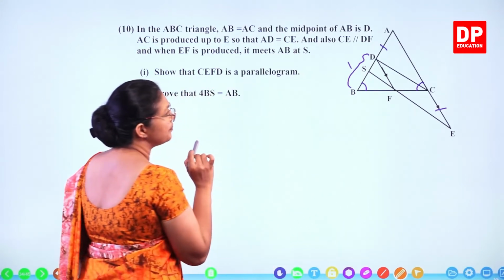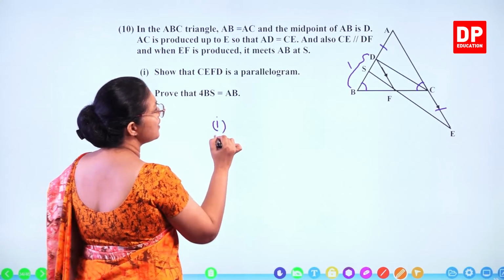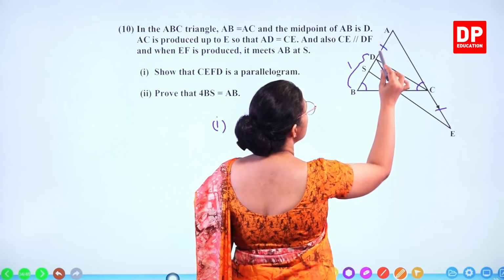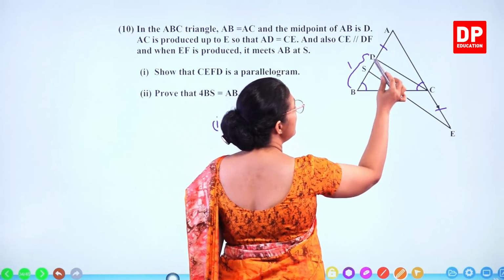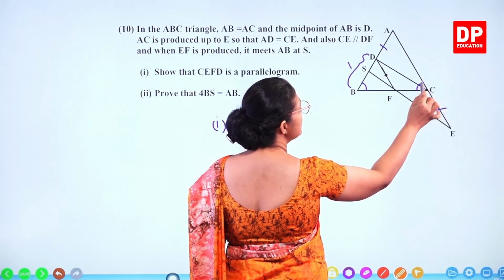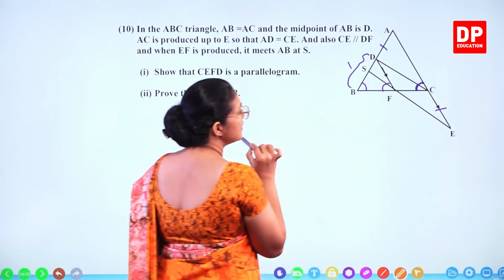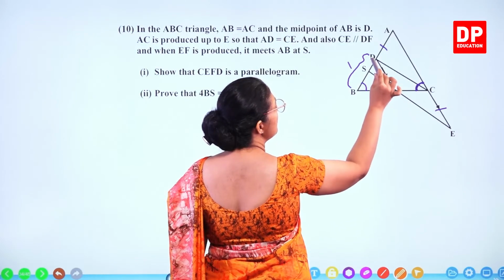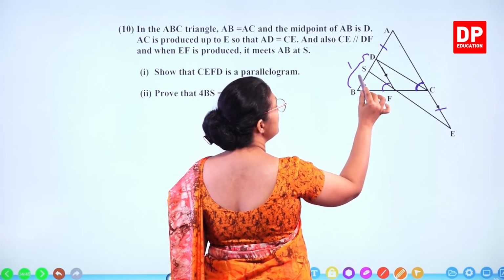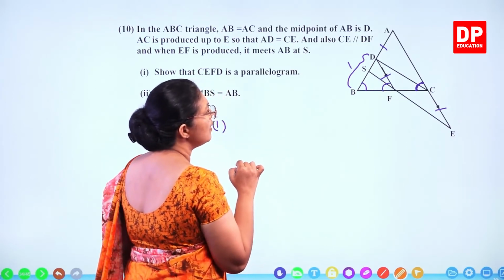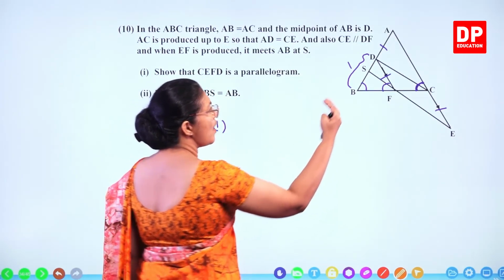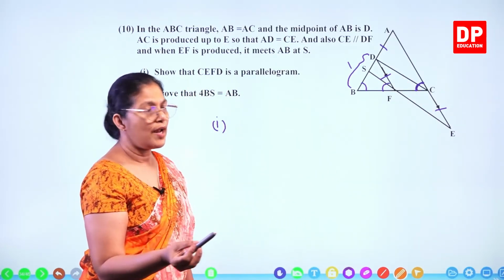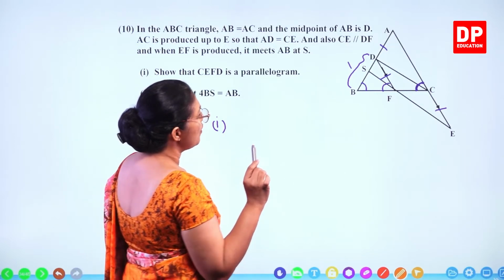CEFD is a parallelogram. How are we going to show that? Now we know this length is equal to this length. And here these two lines are parallel. That means this angle is equal to this angle. So that means this DBF is an isosceles triangle. This length and this length are equal. A pair of opposite sides parallel and equal. It's a parallelogram. So we can write down everything.